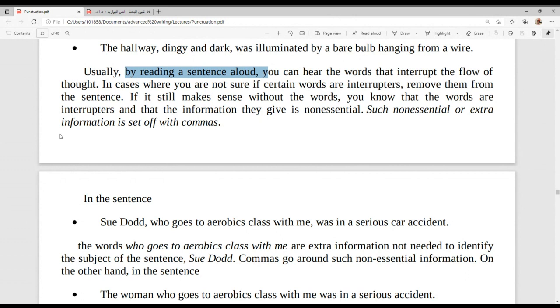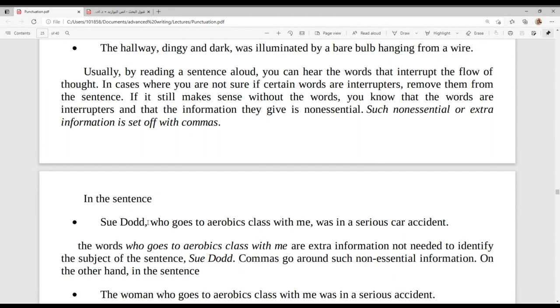Because they are extra information about the head noun. If it still makes sense without the words, you know that the words are interrupters and that the information they give is non-essential. Such non-essential or extra information, as I said, is set off with commas. Sue Dodd, who goes to aerobics class with me, this is extra information, right? Imagine, for example, you were unsure about this information.